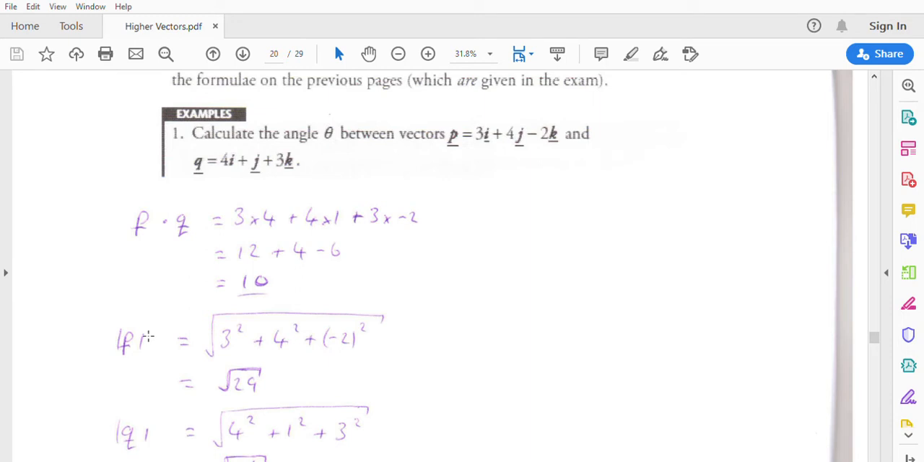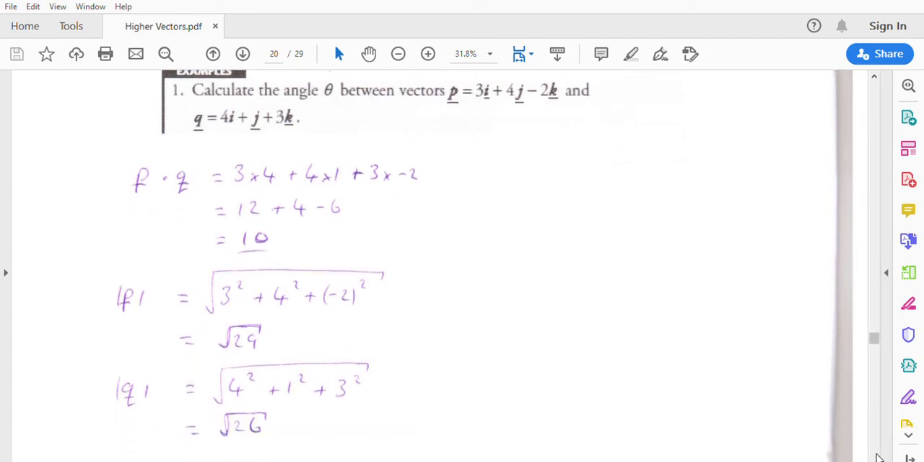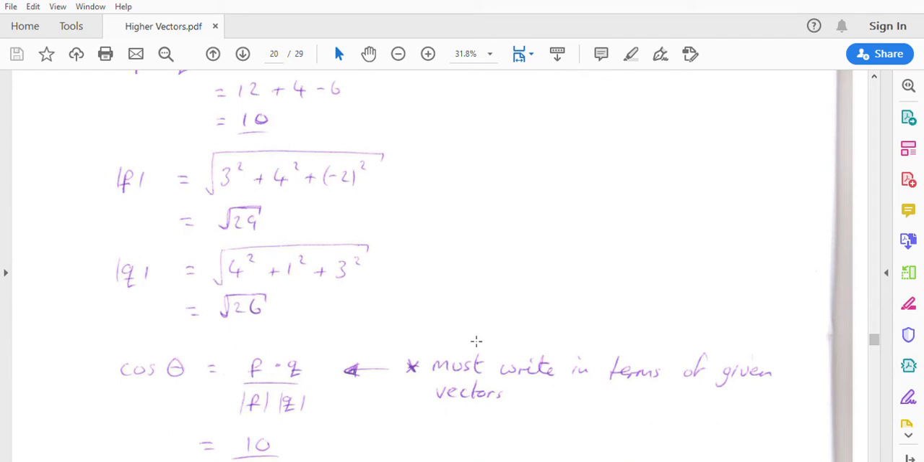The magnitude of P will be 3 squared plus 4 squared plus negative 2 squared. Remember to get that negative 2 in a bracket if we're using a calculator. Magnitude of Q will be 4 squared plus 1 squared plus 3 squared, which is root 26.